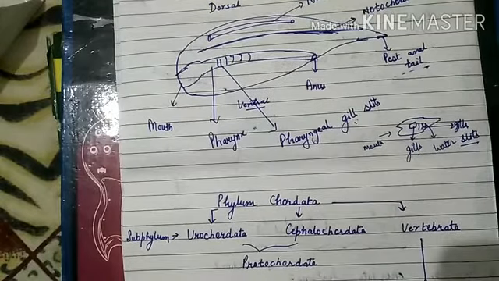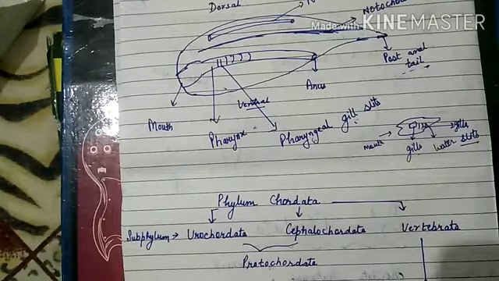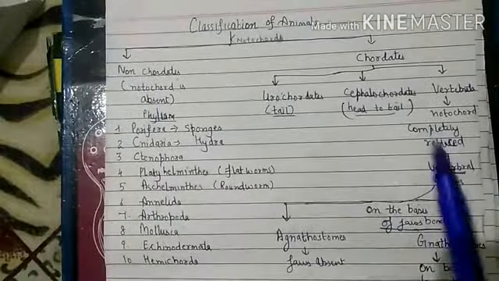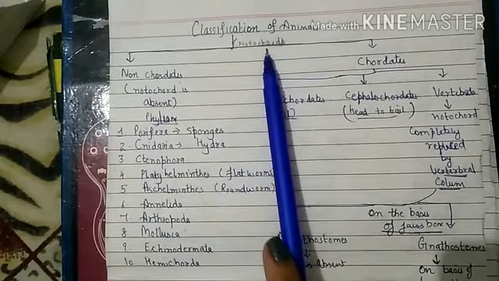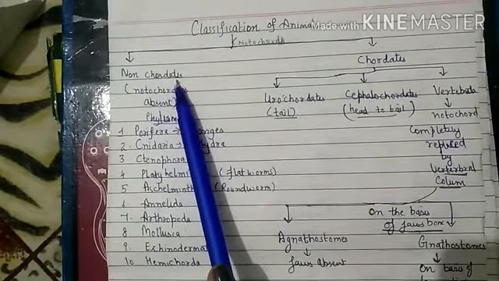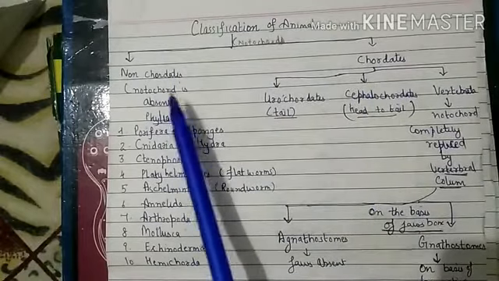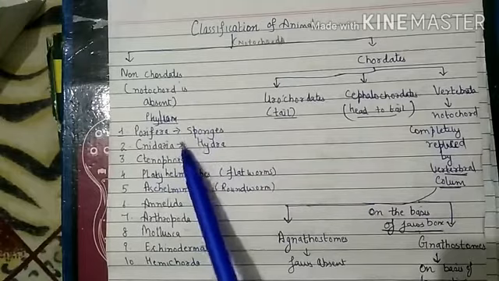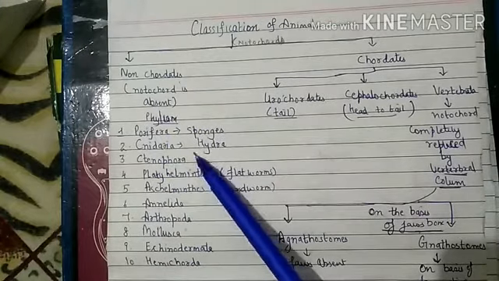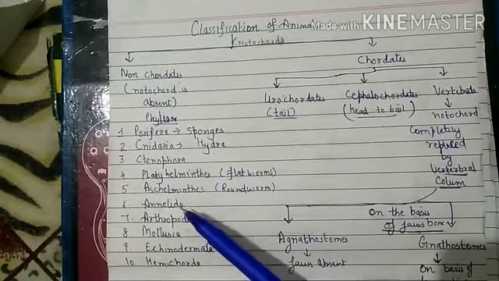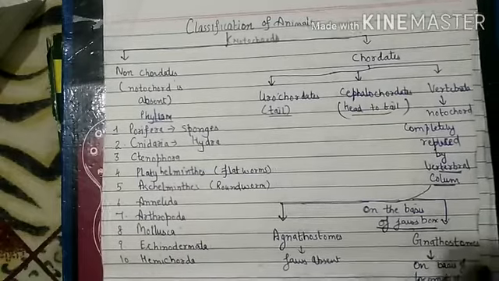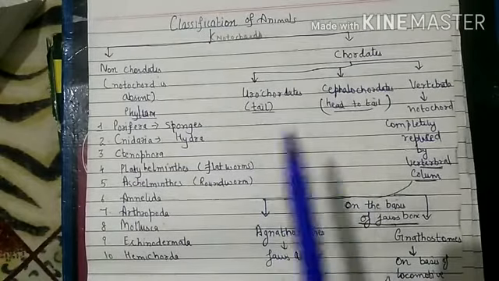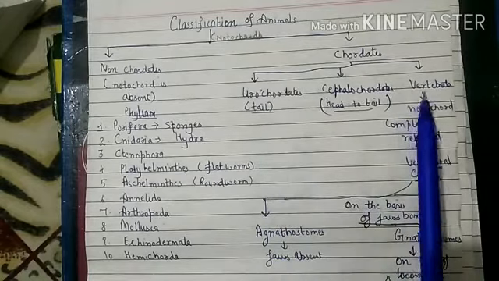Now let us see this phylum Chordata. It is further classified into subphylums. In the classification of animals, on the basis of presence or absence of notochord, there are two types of animals, non-chordates and chordates. In non-chordates, notochord is absent, and the phylums which we have studied were Porifera, Cnidaria, Ctenophora, Platyhelminthes, Aschelminthes, Annelida, Arthropoda, Mollusca, Echinodermata and Hemichordata.